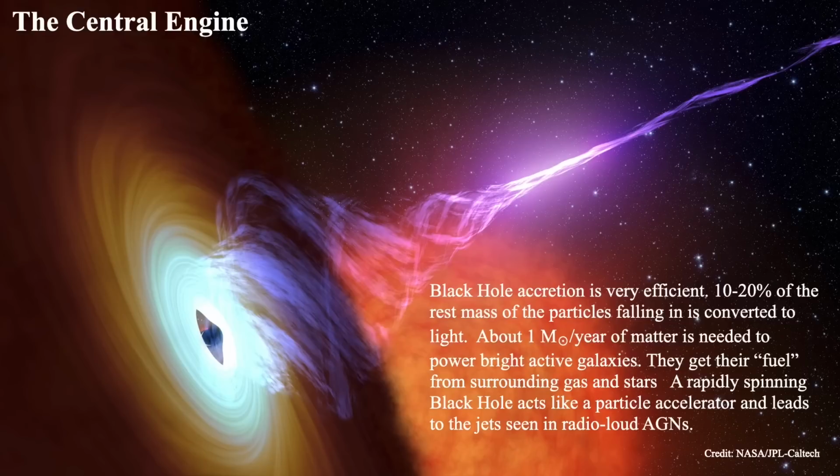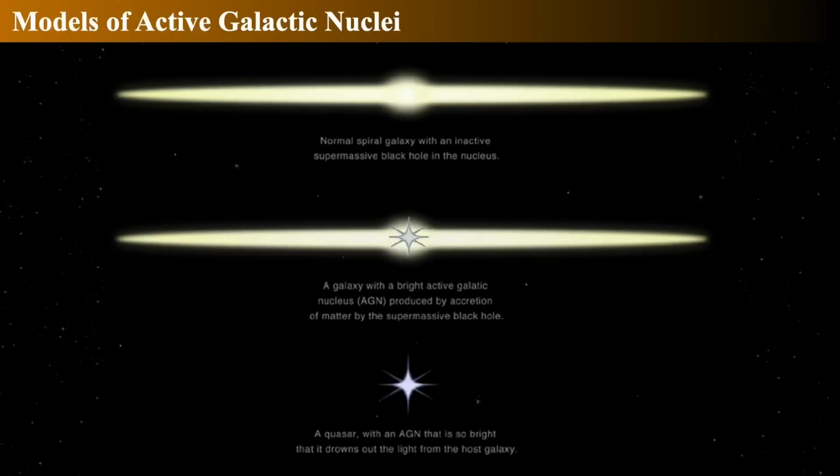A rapidly spinning black hole acts like an enormous particle accelerator, and that creates the incredibly large jets that are seen in active galactic nuclei and that are very bright radio sources. So that gives us our model for active galactic nuclei.